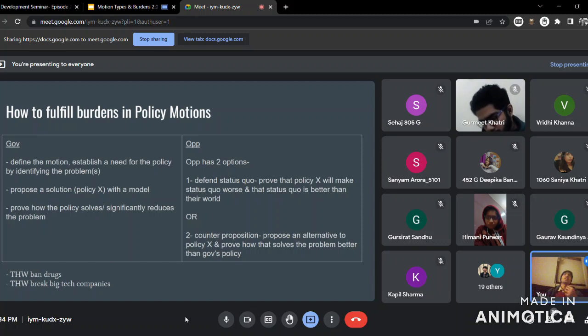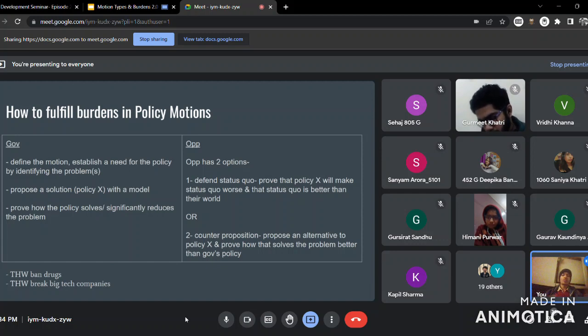So what happens in counter props versus alternatives is that if you propose a counter prop, you commit to that counter prop. This changes the comparison in the debate. The debate is now between policy X on Gov versus policy Y on Op. So you have to stick to that comparative.